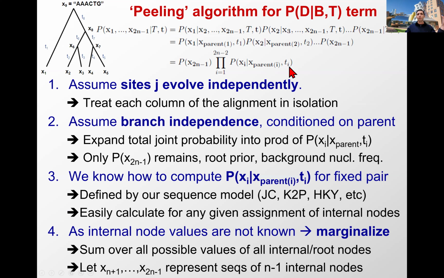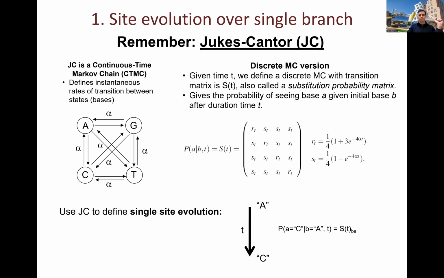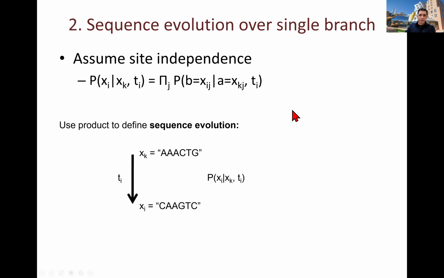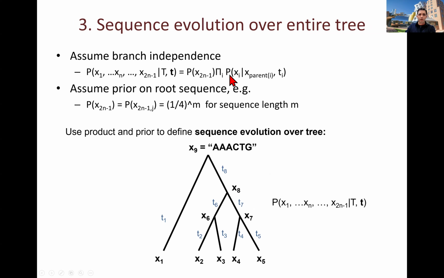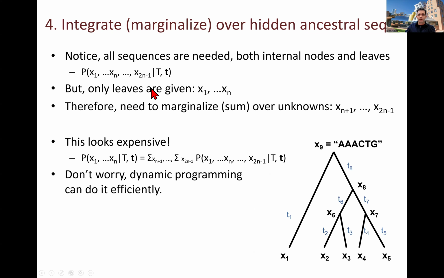Can I get a 5, 4, 3, 2, 1 here? Awesome. Beautiful. All right. So again, side evolution of a single sequence. We know how to do that. Evolution of a single branch. We know how to do that. Just multiply all of the sides together. Evolution of the entire tree. We just walk up the tree. And then marginalizing of the hidden ancestral sequences.